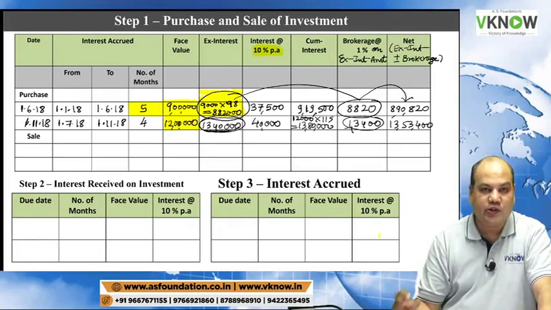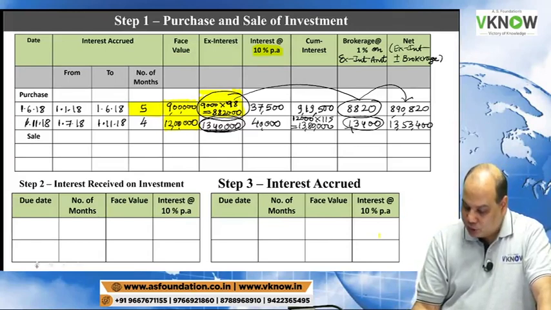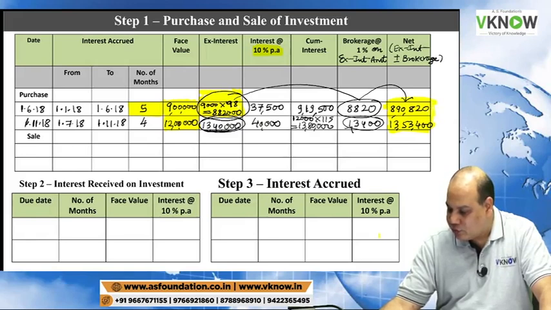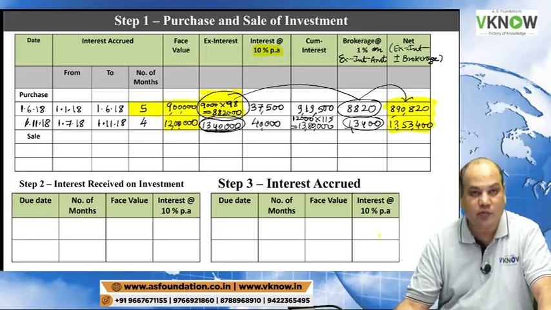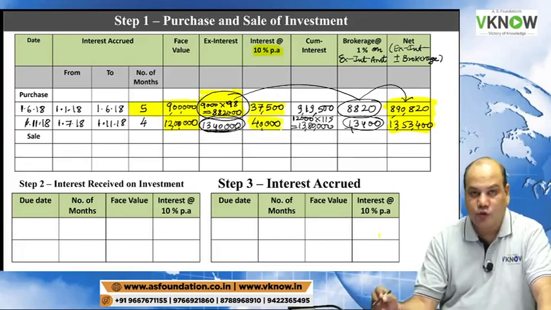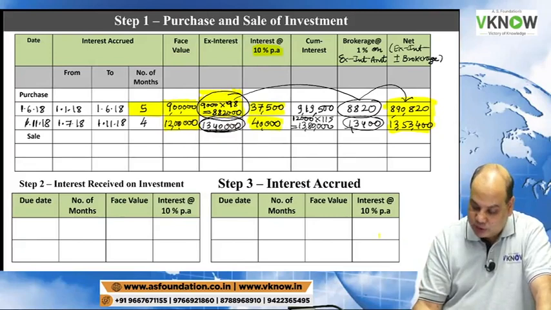These are the two purchase entries. When you record the investment, you will record this amount. Please remember, we will record after adding brokerage. AS-13 says brokerage will be part of the cost of investment. And while recording interest, you will record this interest figure. Okay, so I will ask you, you will give me this figure.